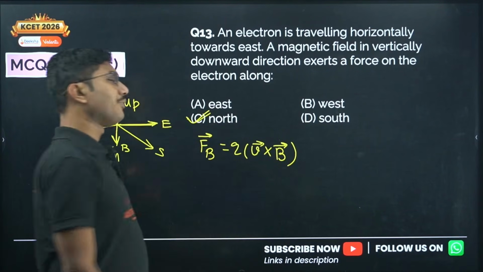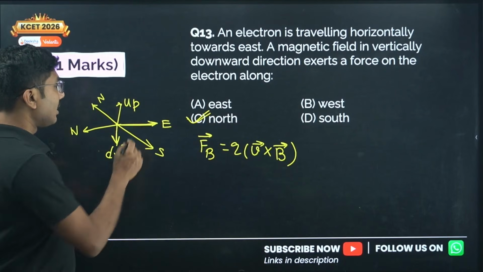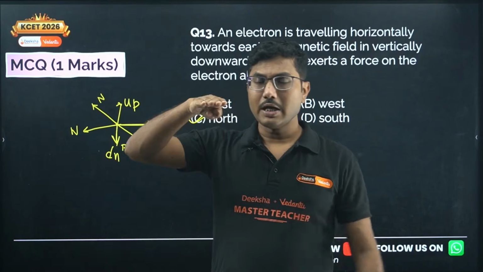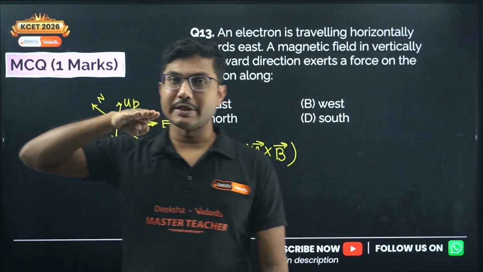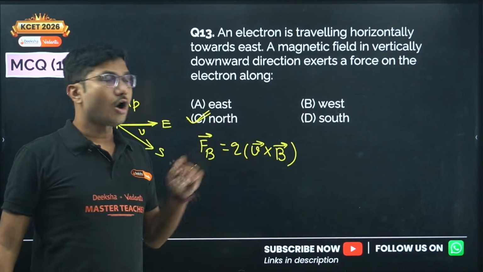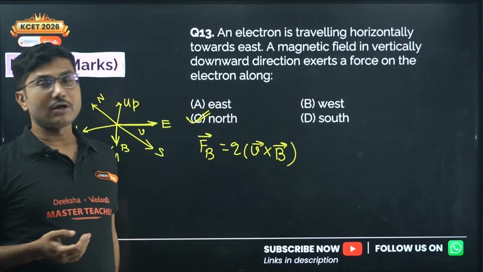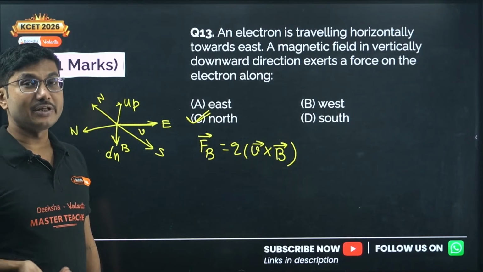Be careful if you see such questions. Draw the diagram properly and understand that it is V cross B. So first you align your fingers in the direction of V, the first vector, according to the cross product principle. The order of the cross product is very, very important. Whether it is V cross B or B cross V, the direction will change.